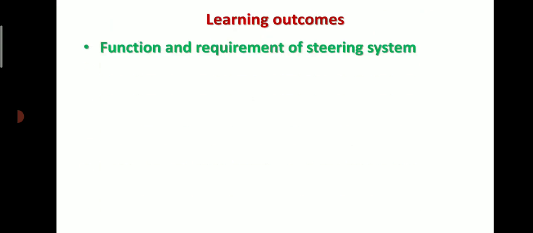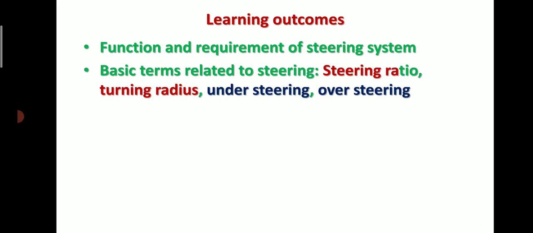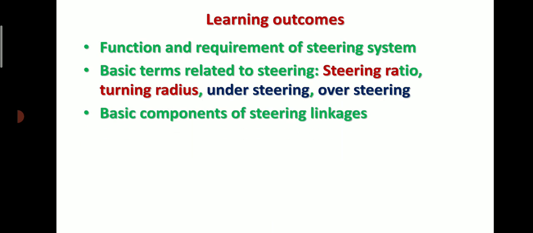What are the learning outcomes of this video lecture? Number 1, function and requirement of steering system. We will learn about what is steering ratio, turning radius, what is understeer and oversteer, and lastly we will see about basic components of steering linkages.